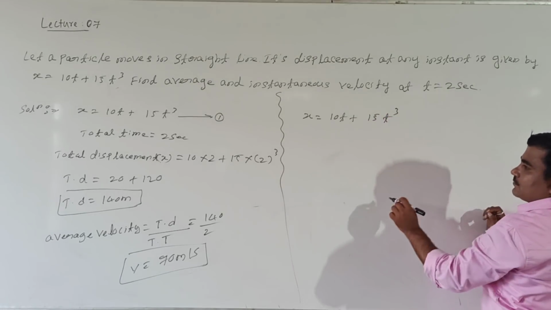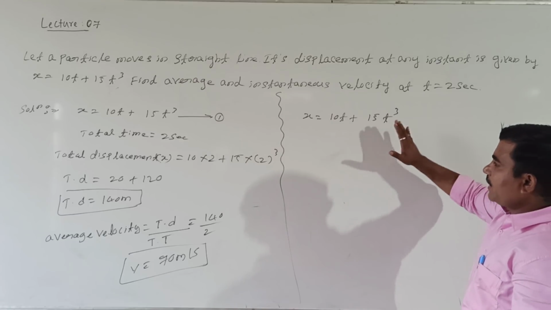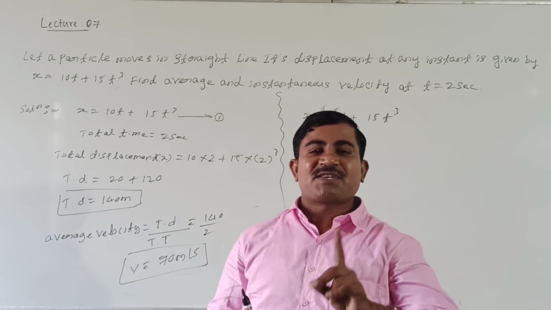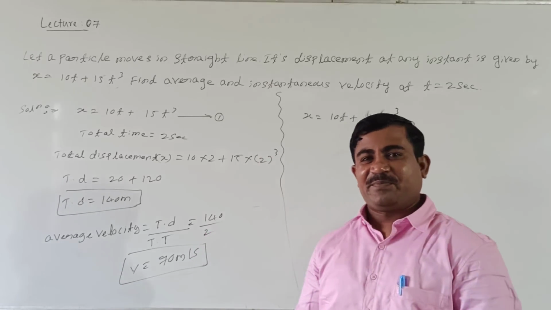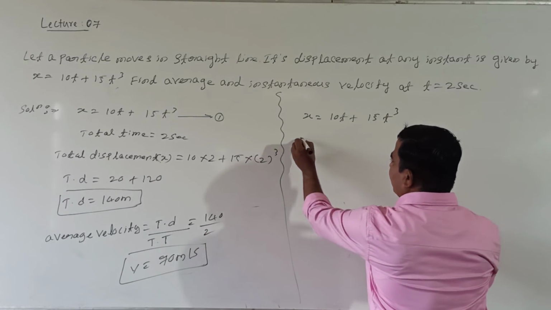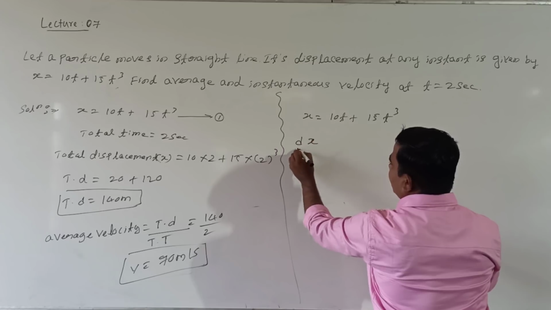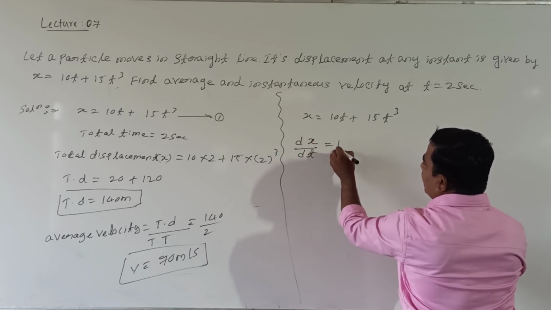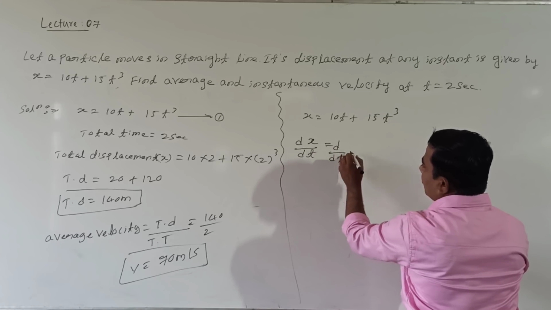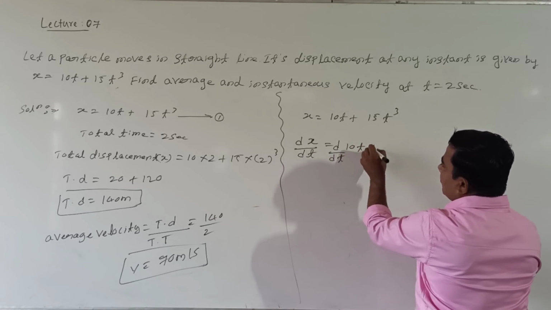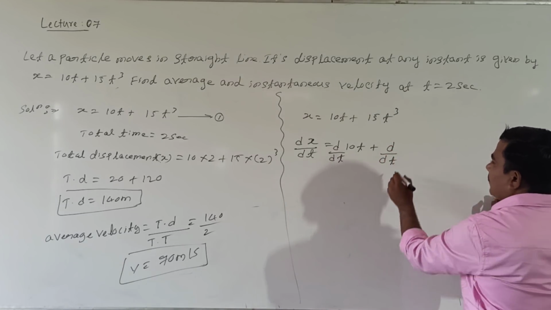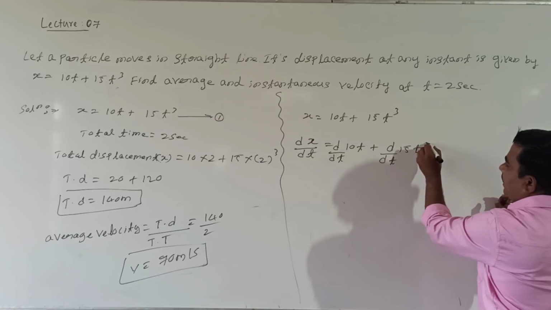15t. Right? Differentiate this equation with respect to time on both sides. You will get instantaneous velocity. Shall I go? Differentiation means how much? dx divided by dt equal to d by dt of 10 into t plus d by dt of 15 into t cube.